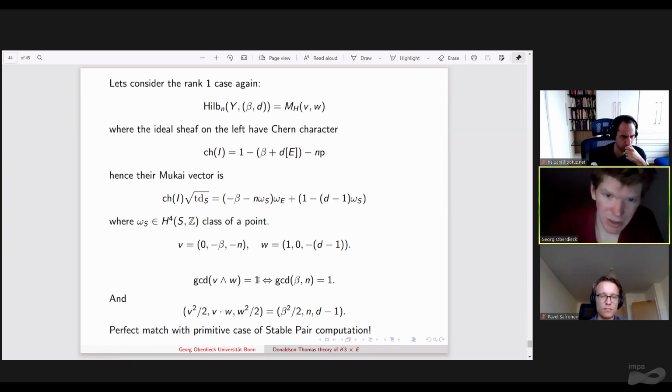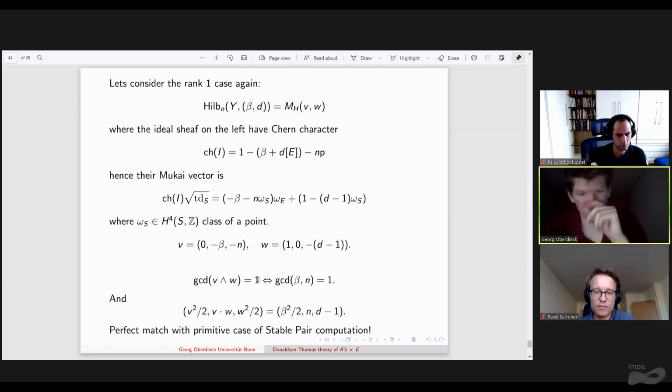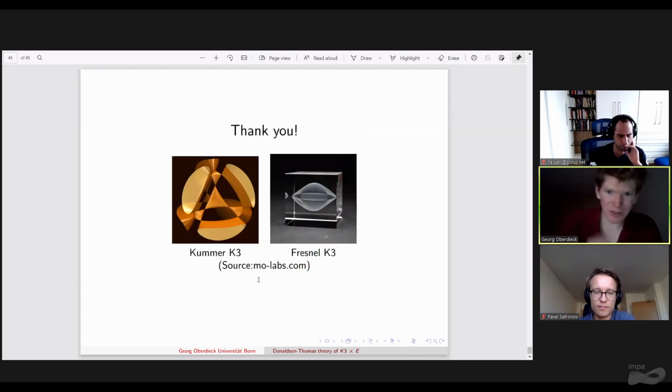For me, it's extremely satisfying because it matches extremely well what the physics says, and it comes out very naturally from the mathematical side. From my perspective, it's really amazing that this was predicted like 20 years ago. Okay, thank you very much. This was all I wanted to say. Thanks.